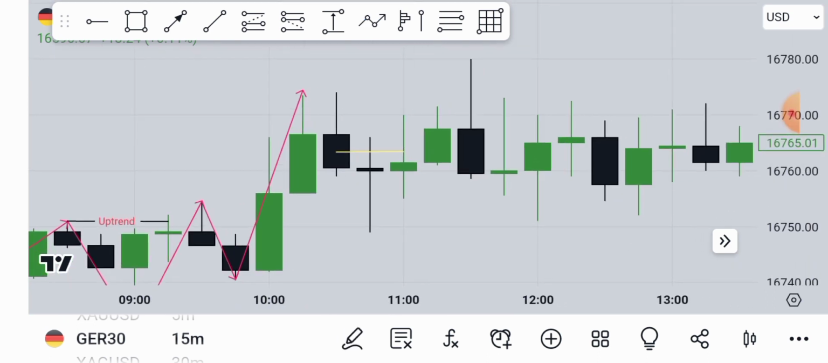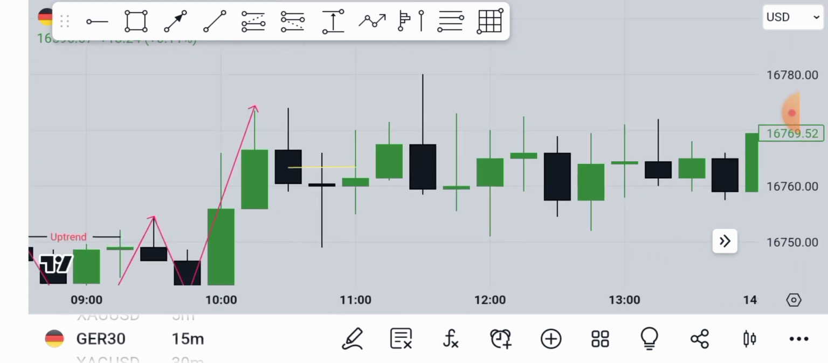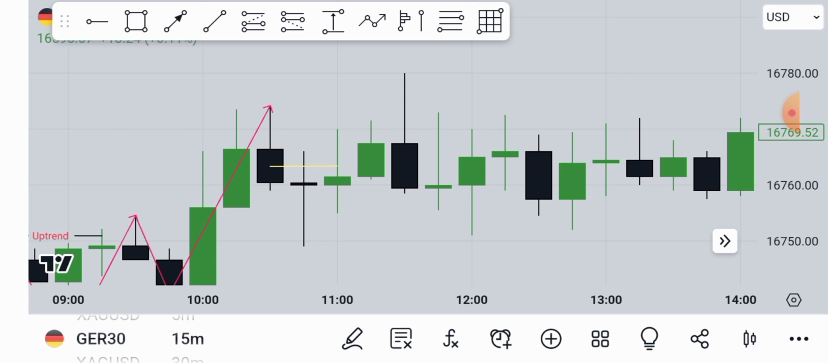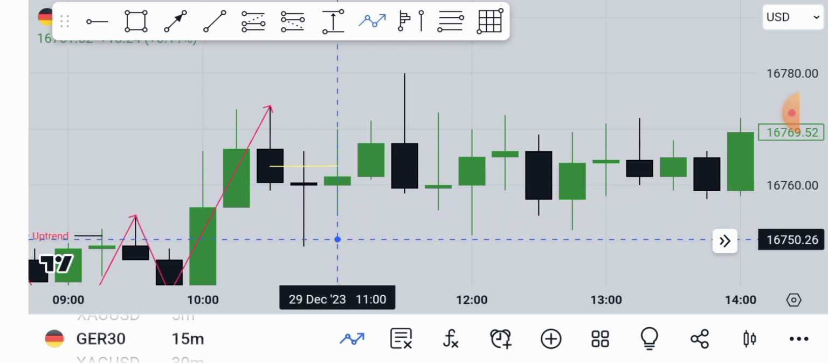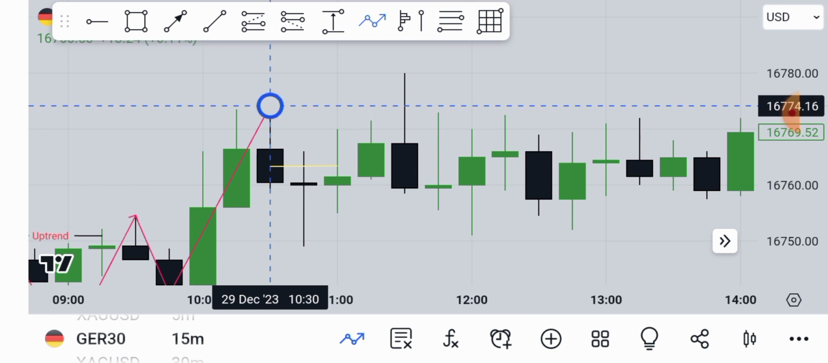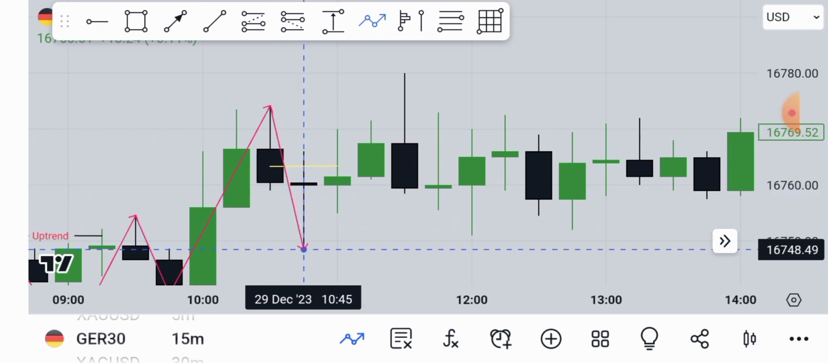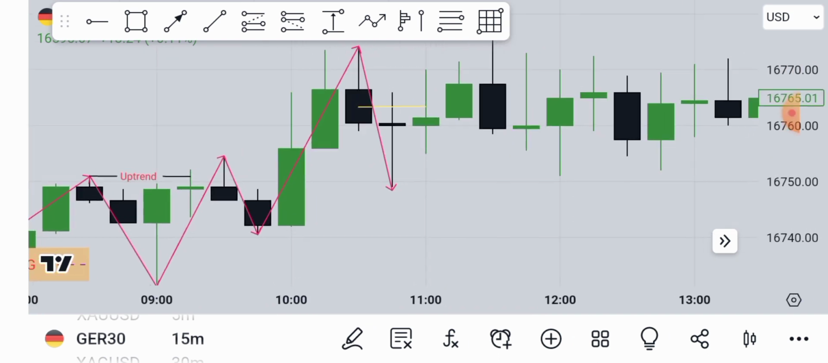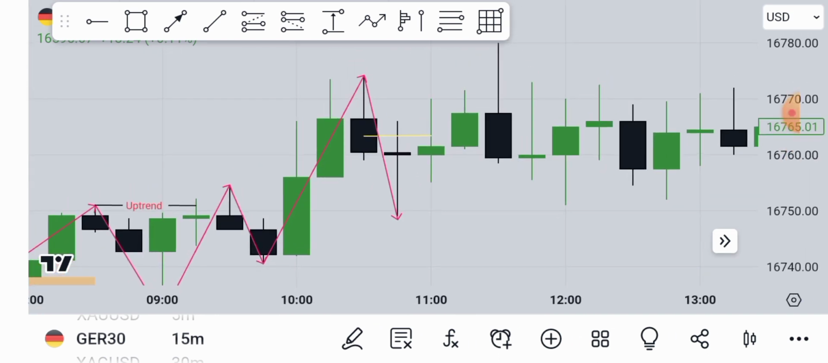As you can see, then to this one, its low was taken out there, and then this is our correction. And then let's go back and see what happened there.